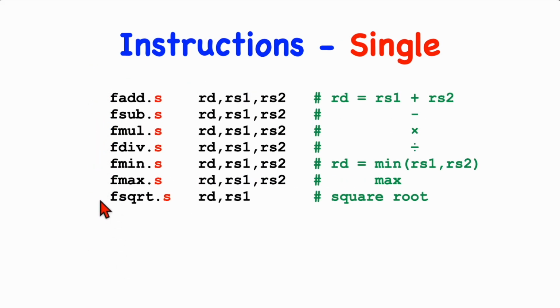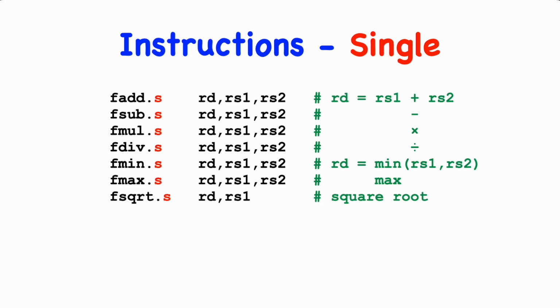So here are the basic floating point instructions which perform arithmetic computation. They take their arguments in the floating point registers and they produce a result which is placed in a destination floating point register. We have instructions to perform addition, subtraction, multiplication, division, and we have instructions to compute the minimum and the maximum of two values, and we have an instruction that computes the square root. If your core implements floating point, then it will have these instructions, and these work on single precision values, and they all end with a .s suffix to indicate the single precision operation.